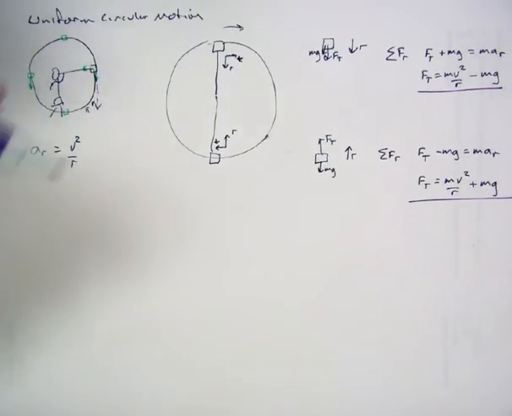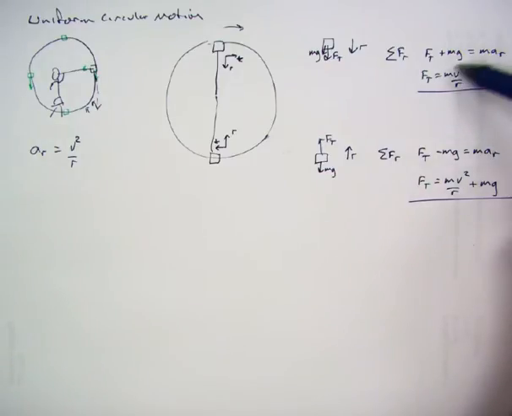I've got two different results of force tension. When I'm up here on the top, the force tension is this mv squared over r, my centripetal acceleration, minus the weight. And here the force tension is mv squared over r plus the weight. And we have to interpret whether that makes sense.